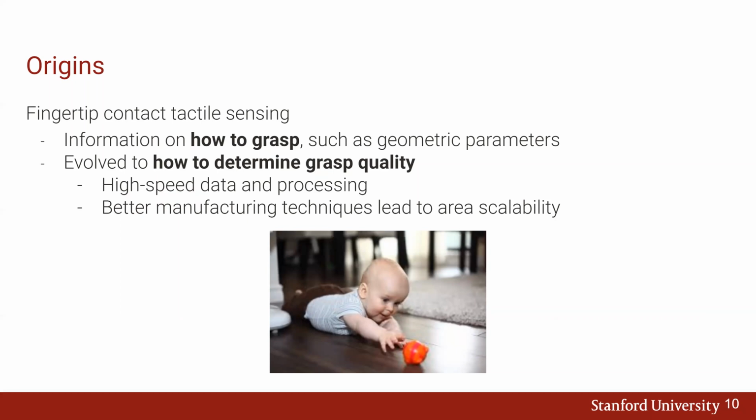The initial technique was to estimate the friction cones at the fingertips, and then using those signals for slip, but as high-speed data communication and processing developed, it then became possible to directly measure vibrations. Similarly, as better manufacturing techniques came about, tactile sensors could scale from single taxels to arrays of taxels, so we were now able to measure contact area by analyzing changes in features in tactile images.